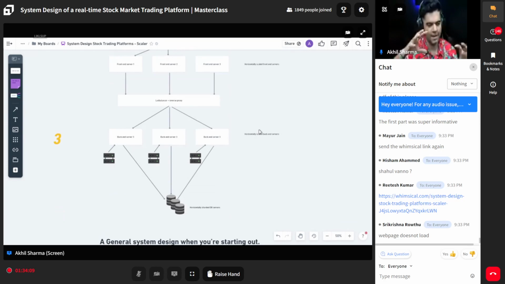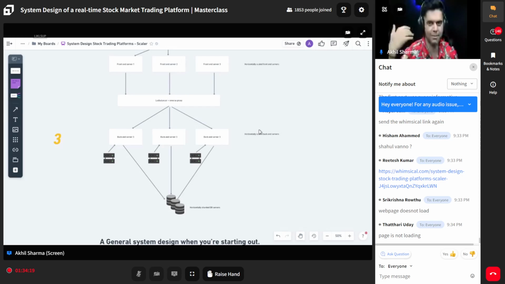What I want to do is evolve the system design with somebody with 6 months of experience, somebody with 3 years of experience, somebody with 5 years of experience, somebody with 10 plus years of experience. How would they go about system designs? The reason why you want to see this evolved system design is because then you'll understand how much depth you want to go into, depending on how much time you have.